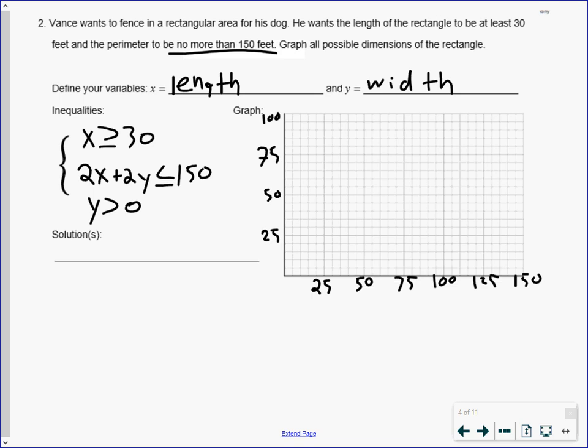After that, then we're going to graph our inequalities. We start with x is greater than or equal to 30. It's going to be right about here. And it's going to be a solid line since we want everything greater than or equal to 30. So if we want all the x values greater than 30, we're going to shade everything to the right, or this part over here.